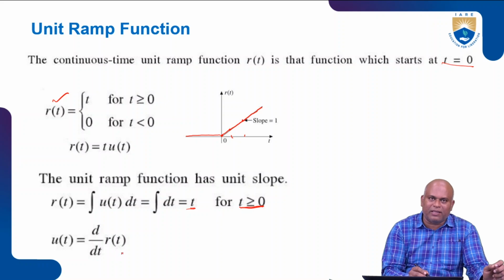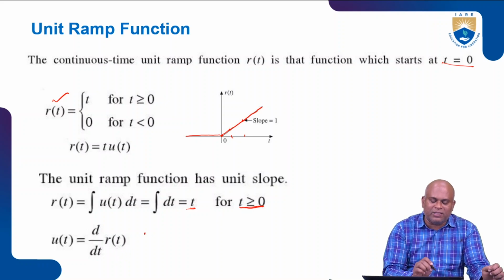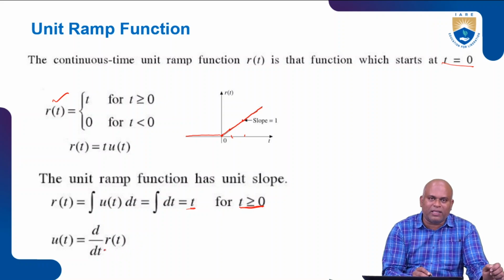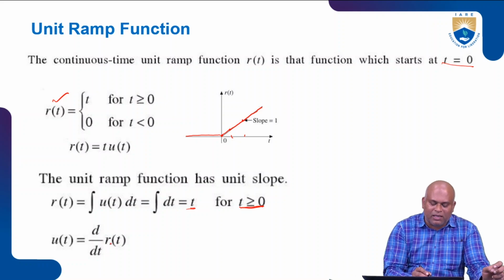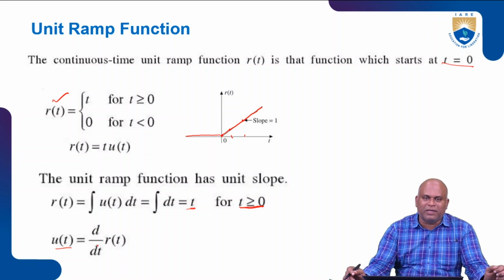If we need u of t but we have r of t, then we may differentiate with respect to t: differentiating r of t, we get u of t. This is the relation between r of t and u of t.